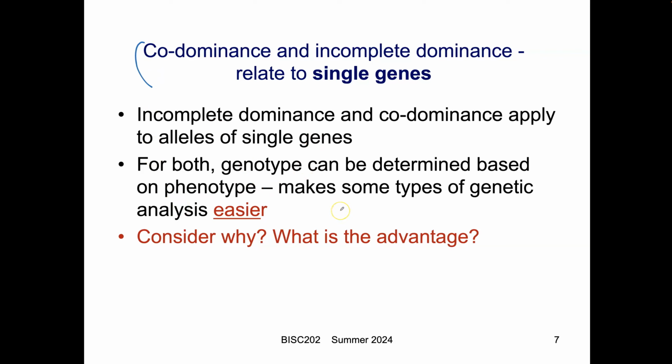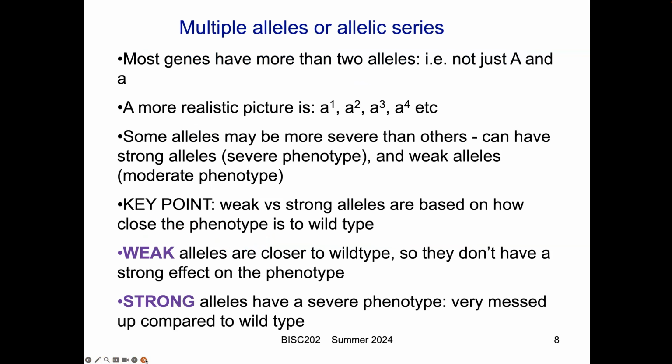Okay, and for both of these cases, you can use the phenotype to determine the genotype, which makes things like pedigree analysis easier, or especially if you're doing some complicated set of crosses, you might want to consider what the advantage might be of having codominant or incomplete dominant alleles. Okay, so that's the first little bit.